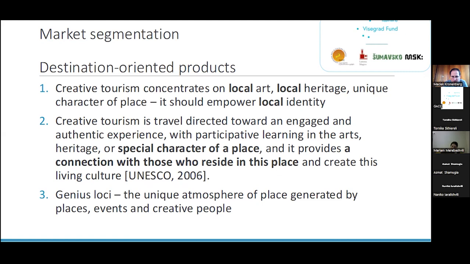And now we get to the third and last point here. Genius loci, the unique atmosphere of place generated by places, events, and creative people. And if I would be asked what's so important in this place, then that would be creative people. Without creative people, you will not create the living culture here. Without creative people, you will not understand, you will not estimate the quality of your local identity, of your local heritage, of your local background. So we have this localness, we have this living culture, we have creative people as a basis for creating a product for creative tourists, for this segment of the market.